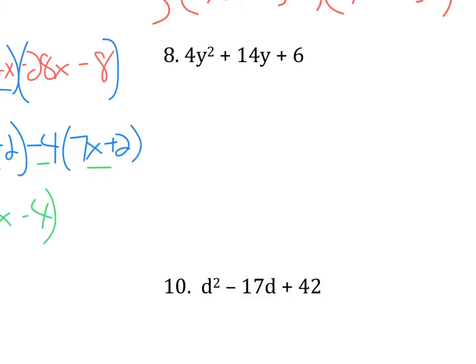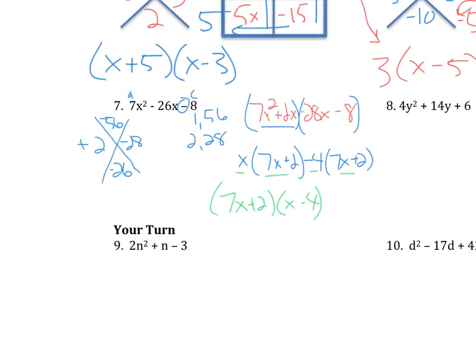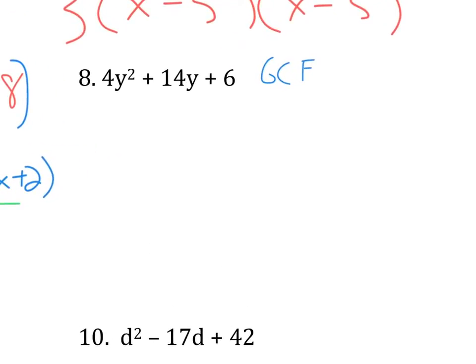All right, let's look at number 8. And so our GCF, which I forgot to do on number 7. Our GCF on number 7, as we look at this one, is just going to be 1 because x's aren't in common. Nothing goes into 7, 26, and 8. So as we look at 8, we have a GCF of 2. So that now gives us 2y squared plus 7y plus 3.